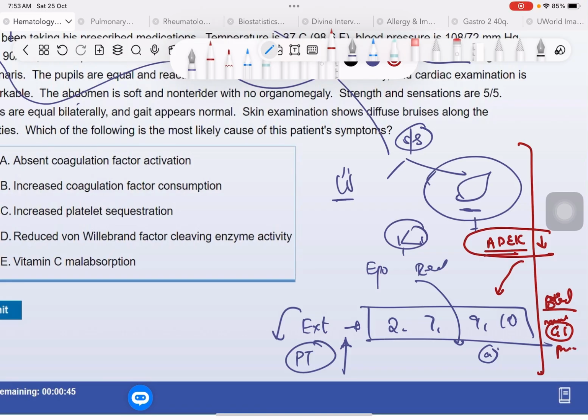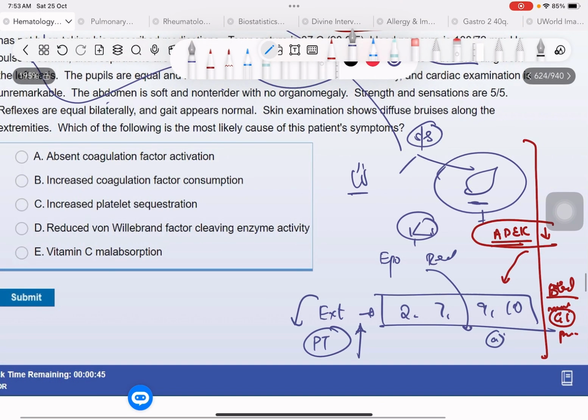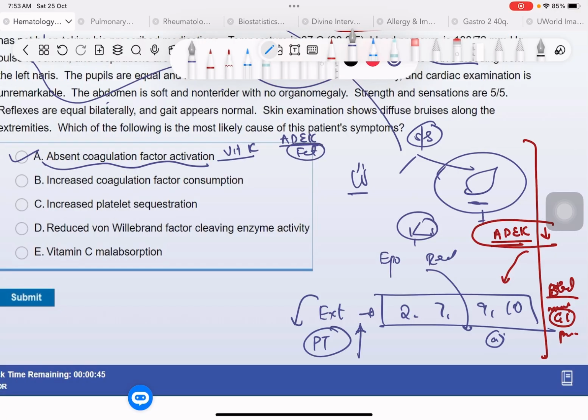So we are not able to activate these because we don't have vitamin K. We don't have these vitamins. These are fat-soluble vitamins, and we have the epoxide reductase inside the liver. The liver is damaged because of the cystic fibrosis. So factors 2, 7, 9, 10 would be deficient, which is going to increase our PT. That is the extrinsic pathway, and that's it.